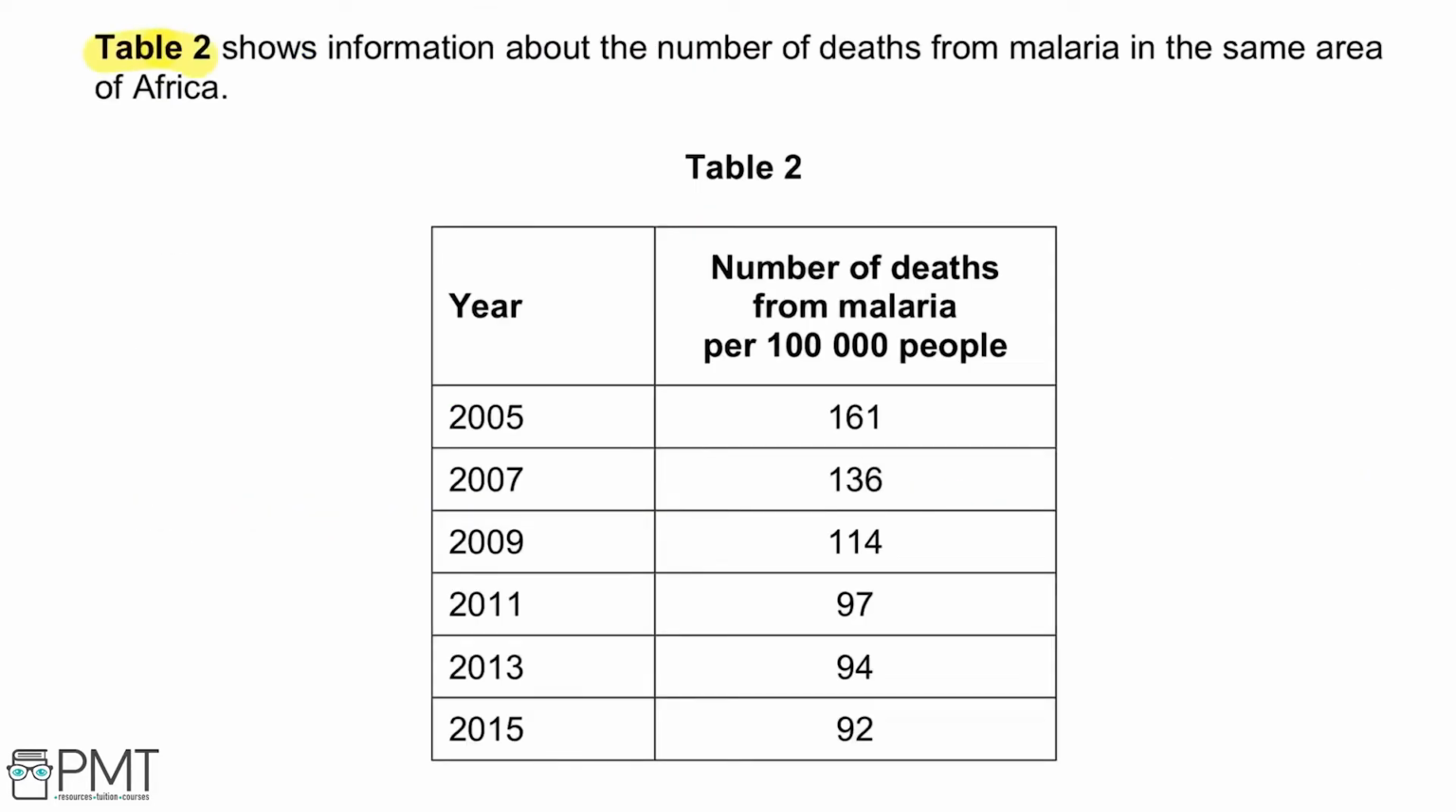Table 2 shows information about the number of deaths from malaria in the same area of Africa. So here we have Table 2. The left-hand column is the year, and it goes from 2005 through to 2015. Then the right-hand column is the number of deaths from malaria per 100,000 people.